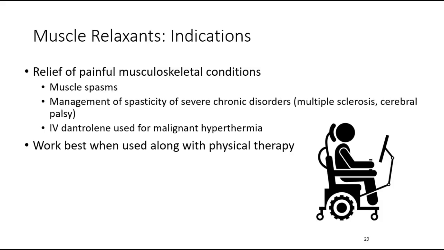Now, dantrolene is actually a muscle relaxant, and that is a very, very specific med that is used for malignant hyperthermia. In that case, that would be given in an intensive care unit setting. So that is not what we're talking about when we discuss these ones for chronic conditions.